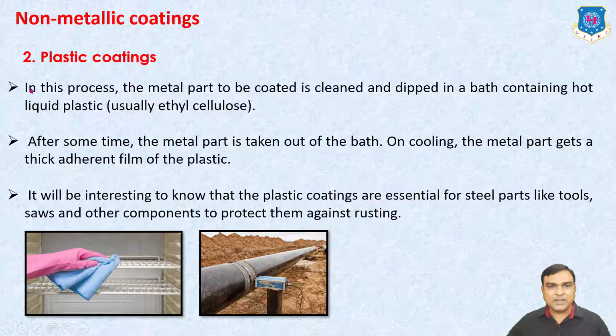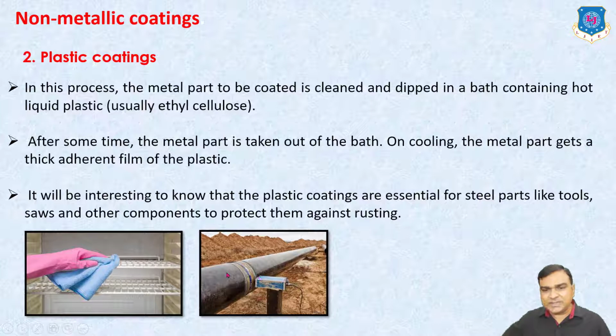Plastic coatings. In this process, the metal part to be coated is cleaned and dipped in the bath containing hot liquid plastic, usually ethyl cellulose. After some time, the metal part is taken out of the bath. On cooling, the metal part gets a thick adherent film of the plastic. It will be interesting to know that the plastic coatings are essentially for steel parts like tools, shoes, and other components to protect them against rusting.